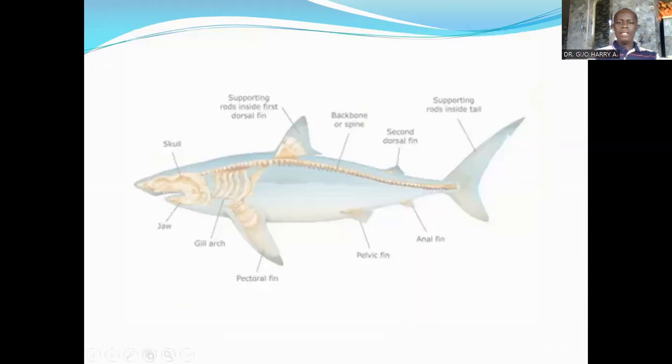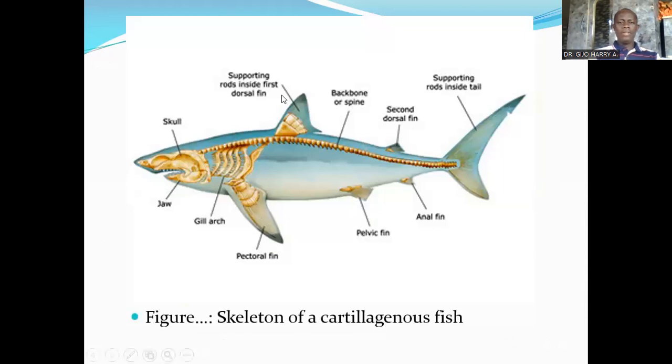Now here is the skeleton of a cartilaginous fish, a shark. Just as it is with the bony fish, the shark also has a similar skeletal system. But the skeleton of the cartilaginous fish is made up of cartilage rather than bone. That's one very important distinctive feature. The skeleton is made up of cartilage rather than bone.